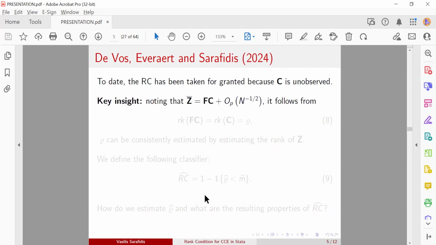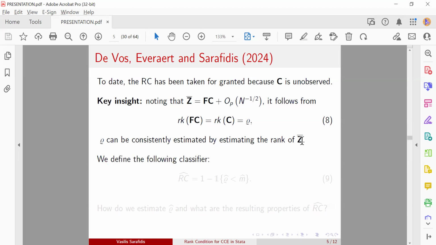Now, a key insight in our paper is this. Noting that Z bar is a square root n consistent estimator for FC for any fixed t, it follows from this rank equivalence result, which requires that F is full column rank to begin with, but that is a standard assumption even with principal components, that rho can be consistently estimated by estimating the rank of Z bar. Therefore, given that rho and M can be estimated consistently, we put forward the following binary classifier.